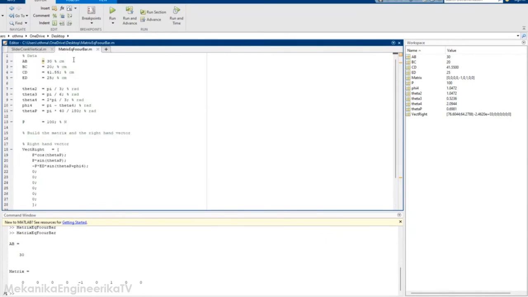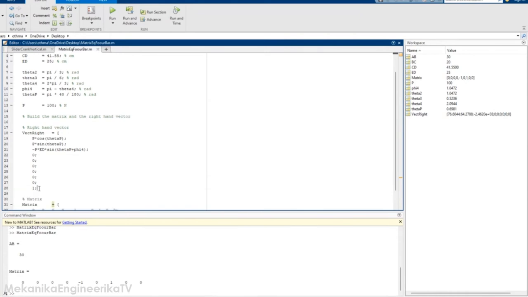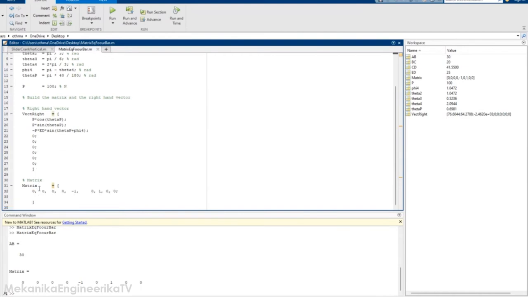Okay, I will put back the semicolon, because I don't need to show the value of AB, but I will remove the semicolon here because I need to see the value of the right-hand vector and also the matrix.